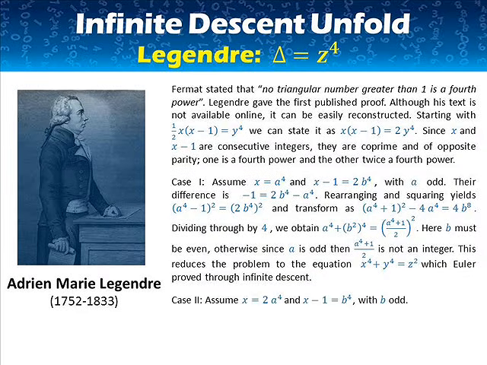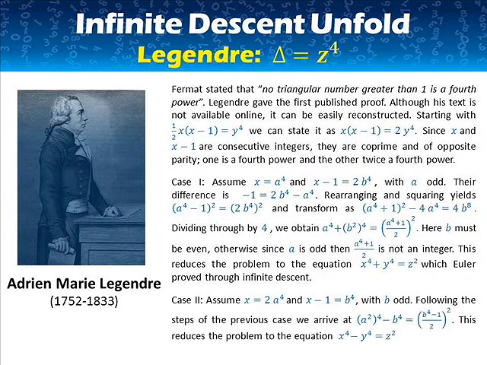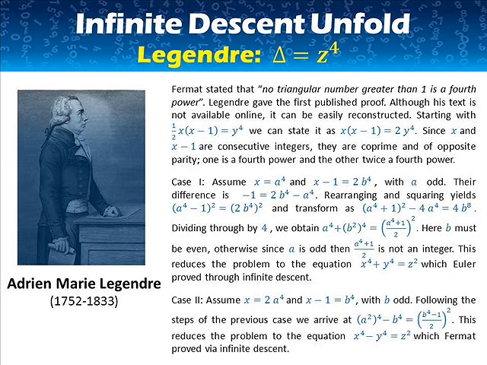Case 2. Assume x equals 2 times a raised to the fourth power and x minus 1 equals b raised to the fourth power, with b odd. Following the steps of the previous case, we arrive at a squared raised to the fourth power minus b raised to the fourth power equals the square of b raised to the fourth power minus 1 over 2. This reduces the problem to a difference of fourth powers equals a square, which Fermat proved via infinite descent.